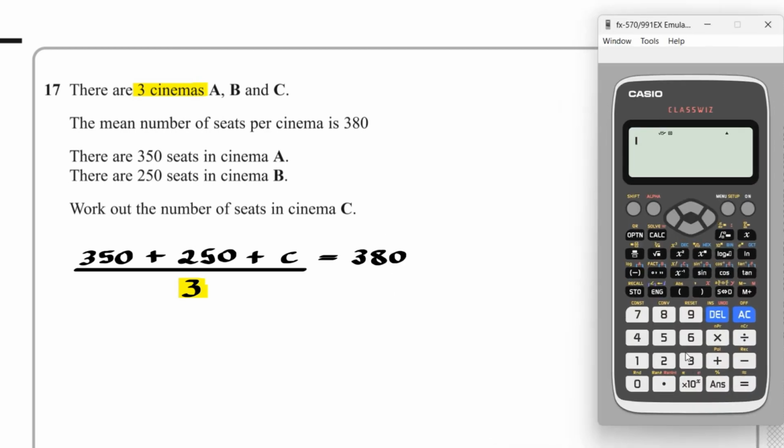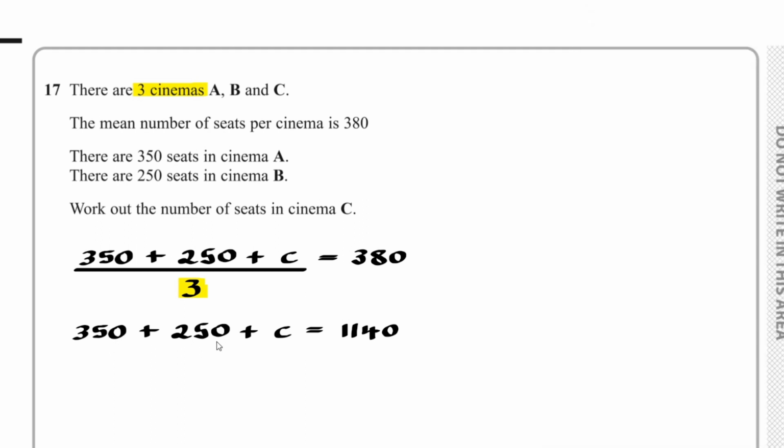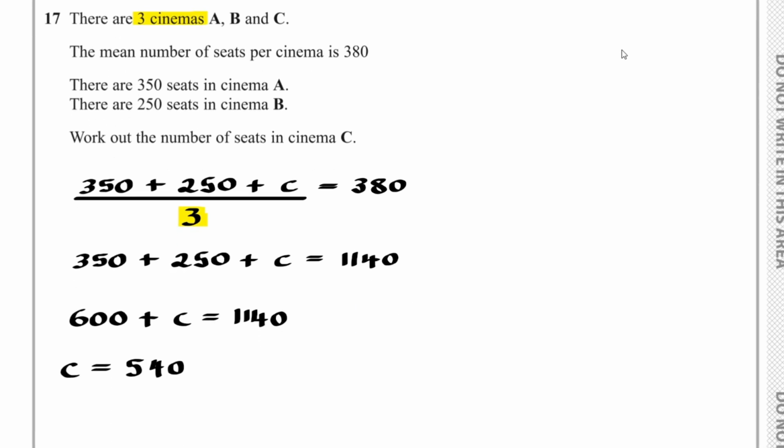So if I do 380 multiplied by 3, I get 1,140, which means 350 plus 250 plus C equals 1,140. 350 plus 250 is 600, then I add on C and I get 1,140, which means C is equal to 540.